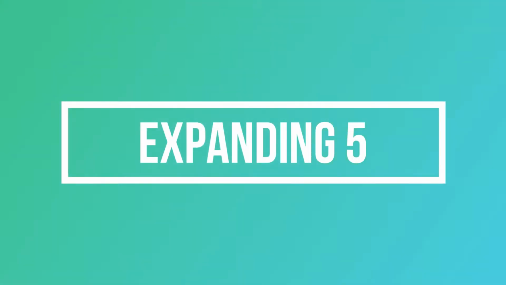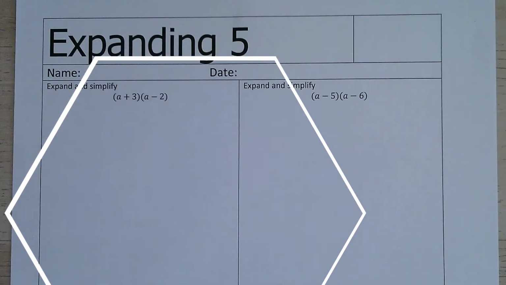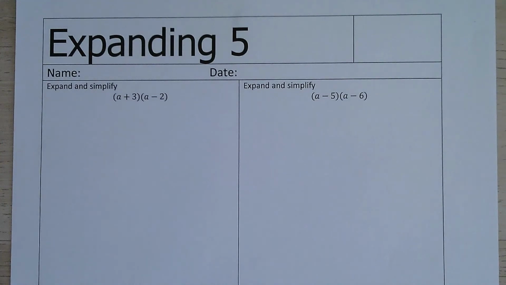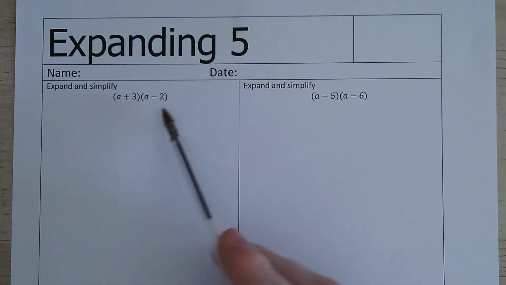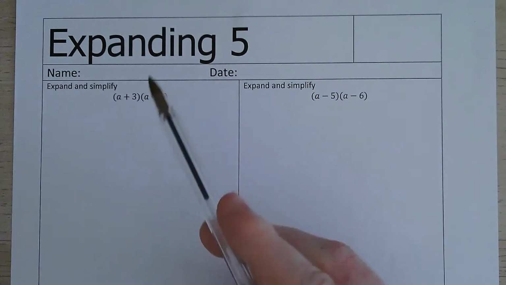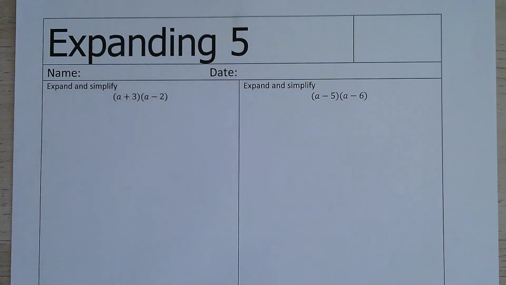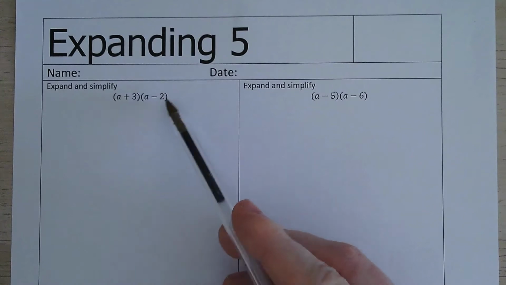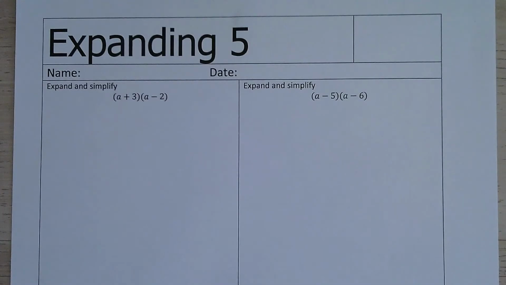Welcome to today's lesson. Today we are going to continue expanding double brackets. If we have a look at the first question, this question is very similar to last lesson, except that we now have a negative sign in one of the brackets. This means we're going to continue using our regular method, which is the grid method, but we just need to make sure that when we multiply this negative number, we don't make any mistakes with our signs.